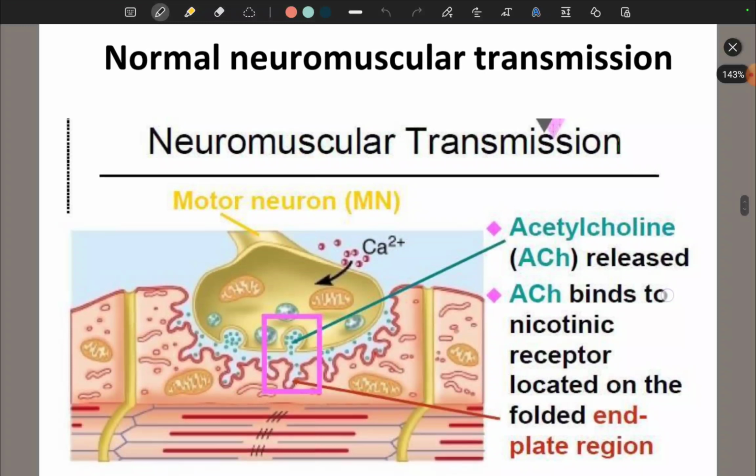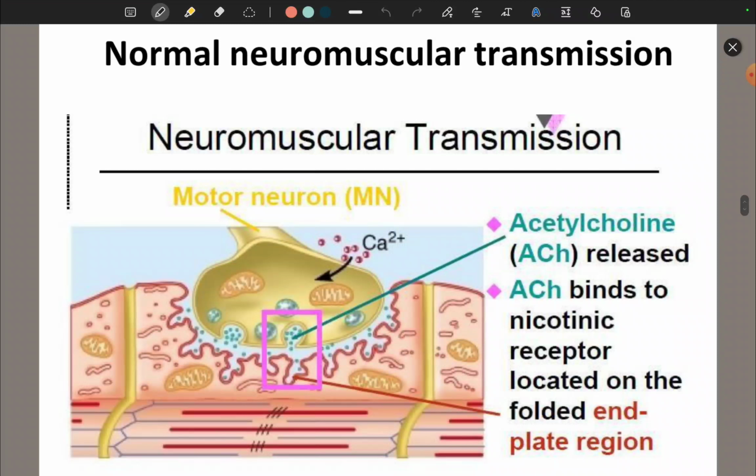Now the other abnormality to be covered in this lecture is neuromuscular transmission. I think you have an idea about this in the first hour. What does this diagram stand for, or this figure? Yes?